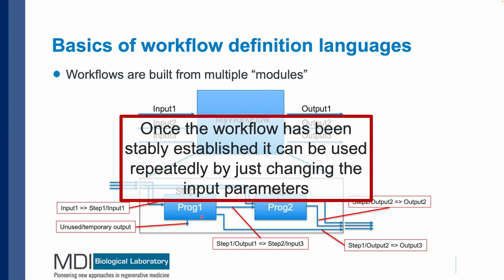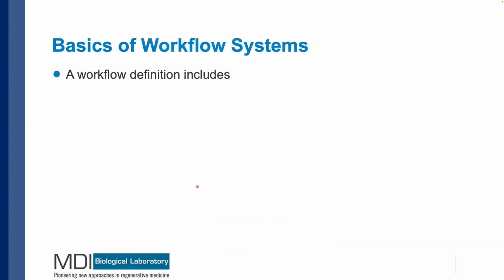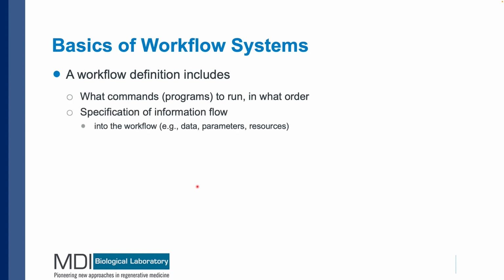The critical thing with this is that once your workflow has been stably established, it can be reused over and over again by just changing your input parameters. This is part of why these are a tool for reproducible work. So the basics of a workflow system: a workflow definition itself, usually written in languages that allow us to do this, includes what programs you're going to run and in what order. It also specifies how the information flows into the workflow, for example, the data, the parameters, the resources. It specifies how you pass the information between the steps of the workflow, and finally, how you come back out of the workflow again.